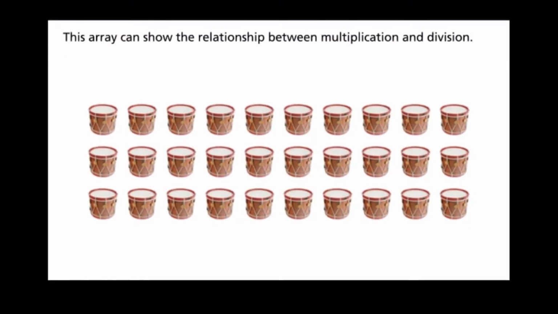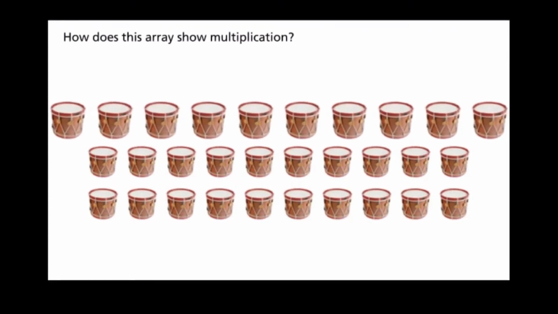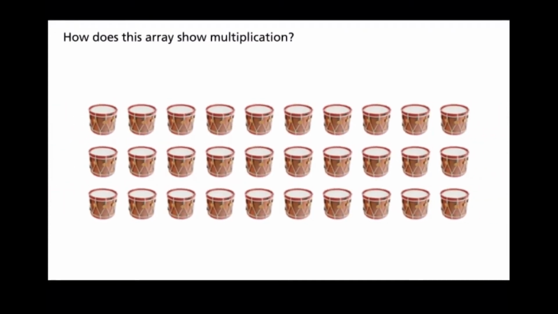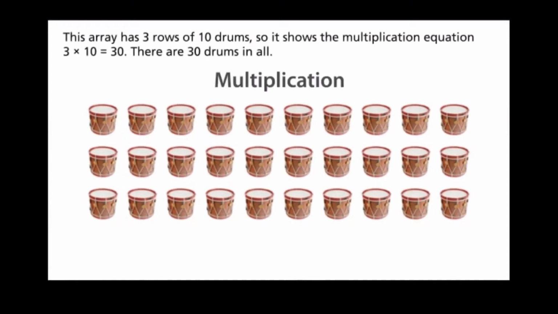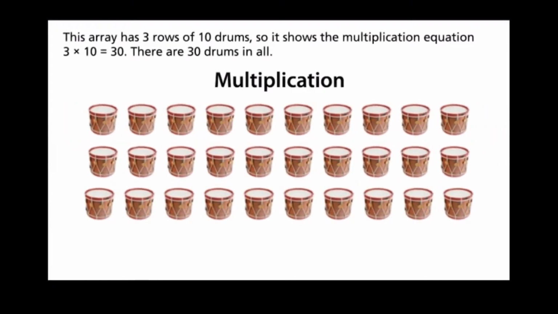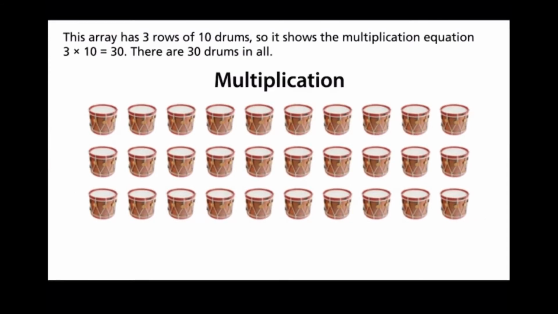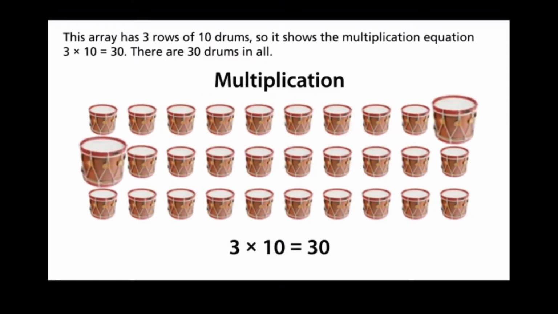This array can show the relationship between multiplication and division. How does this array show multiplication? This array has 3 rows of 10 drums, so it shows the multiplication equation 3 times 10 equals 30. There are 30 drums in all.